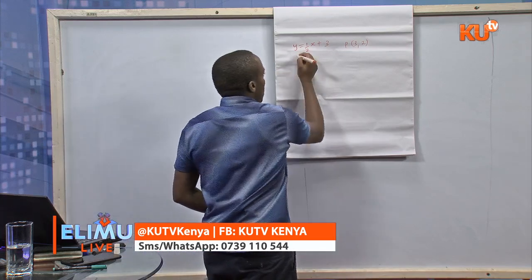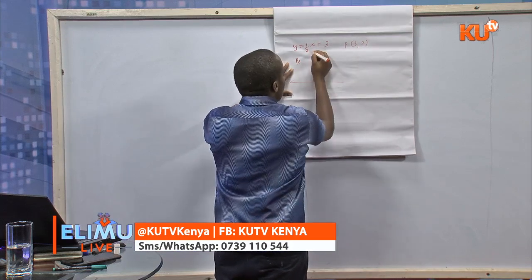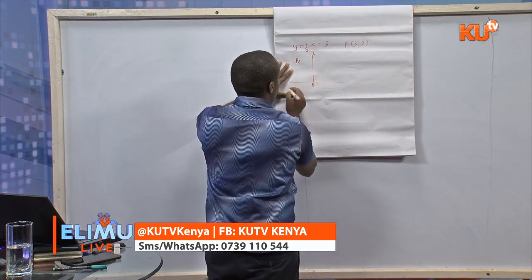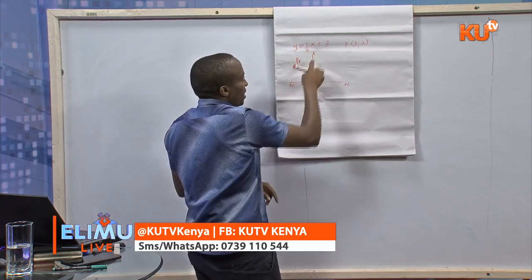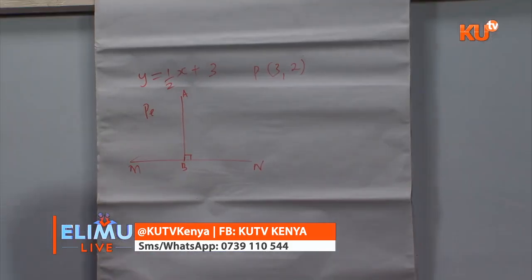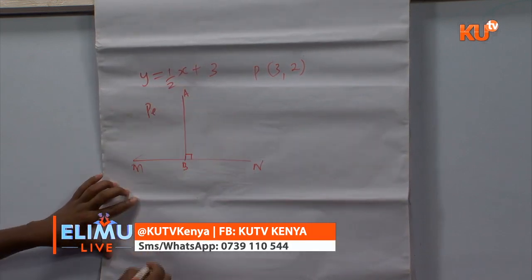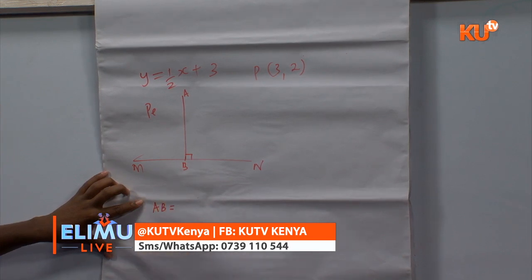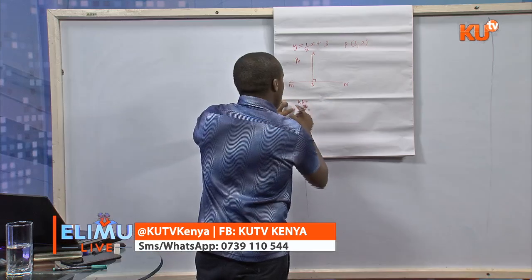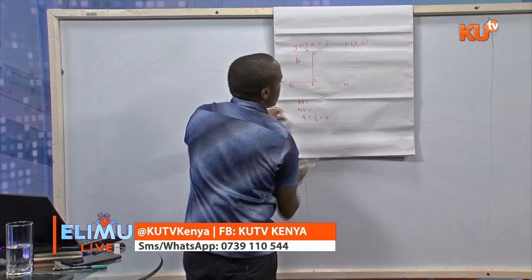We start with perpendicular lines, lines that meet at 90 degrees. If this is line AB and line MN, do these two lines AB and MN meet at 90 degrees, or are they perpendicular lines? One of the concepts you have to know is that the gradient of line AB multiplied by the gradient of line MN must be equal to -1.